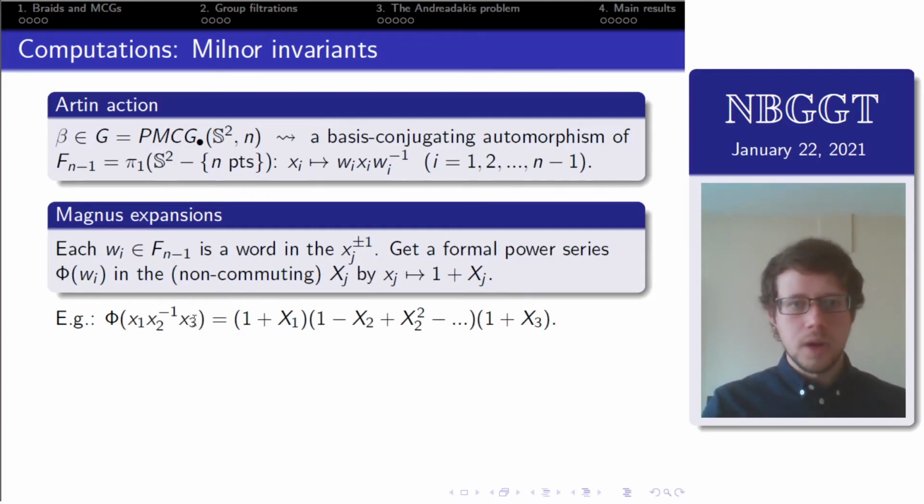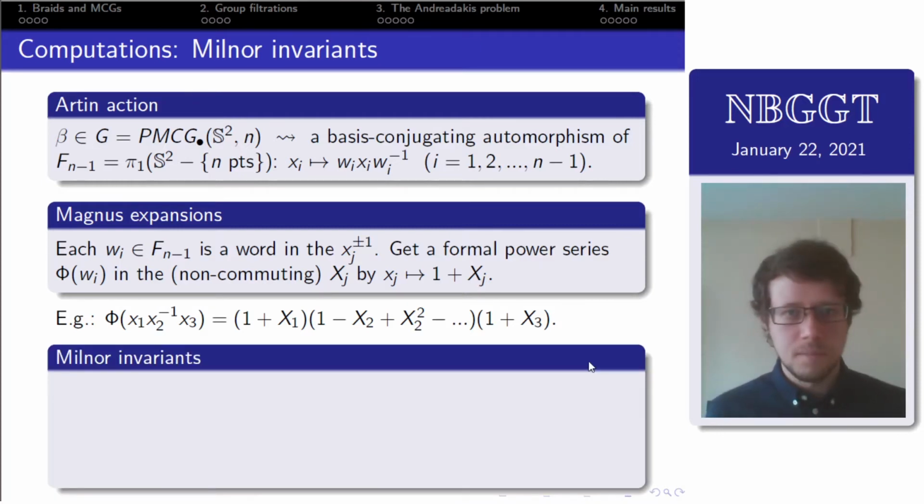Here I have a word in 3 generators of my free group. Then I replace x1 and x3 with 1 plus big X1 and 1 plus big X3. And in the middle here, my inverse of x2 gets replaced by the usual inverse in formal power series of 1 plus big X2. And so I get this formal power series, and what I'm interested in is its coefficients, which are Milnor invariants of my element beta.